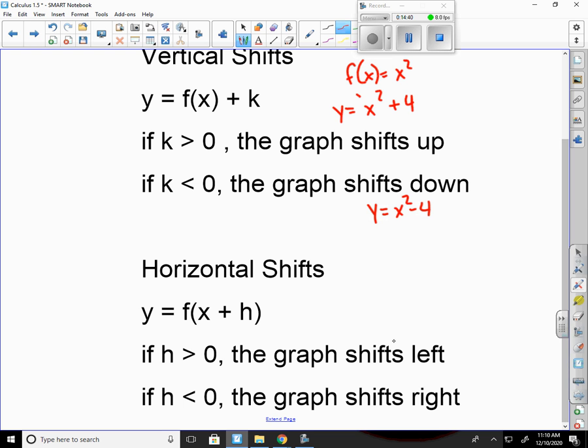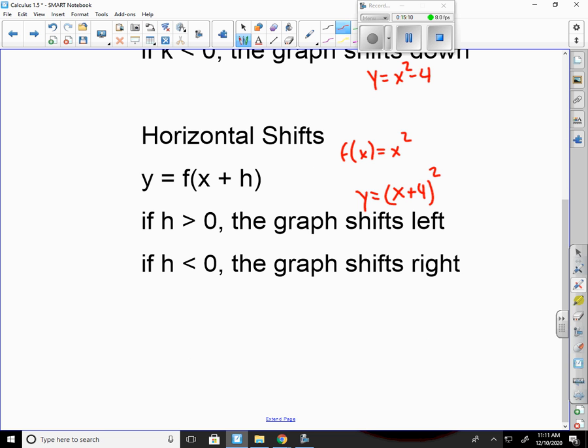For a horizontal shift, if it's f of x equals x squared, then when it shifts left, it's going to be y equals x plus 4 squared. See the difference between horizontal and vertical is that my plus 4 stays inside the parentheses, and the 4 is actually getting squared as well. If it shifts to the right, it's got to be a negative. It's going to be y equals x minus 4 squared. Inside the parentheses and getting squared as well.